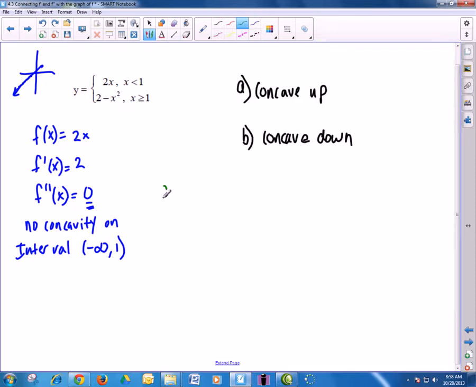Let's look at the second part. So to the right of 1, your function is negative x squared, and the derivative of that is negative 2x. The second derivative of that is negative 2. So what that means is it's negative, so that means the concavity is down. So it's concave down.